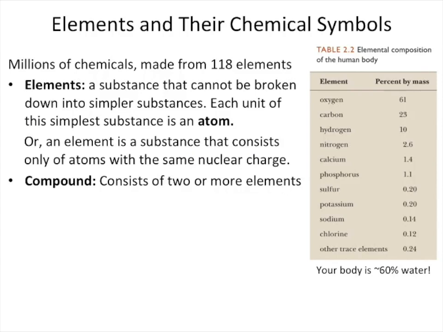Okay, so we have millions of chemicals on the planet. They're all made from 118 elements. An element is a substance that cannot be broken down into simpler substances. Each unit of this simple substance is called an atom. On the other hand, a compound consists of two or more elements.